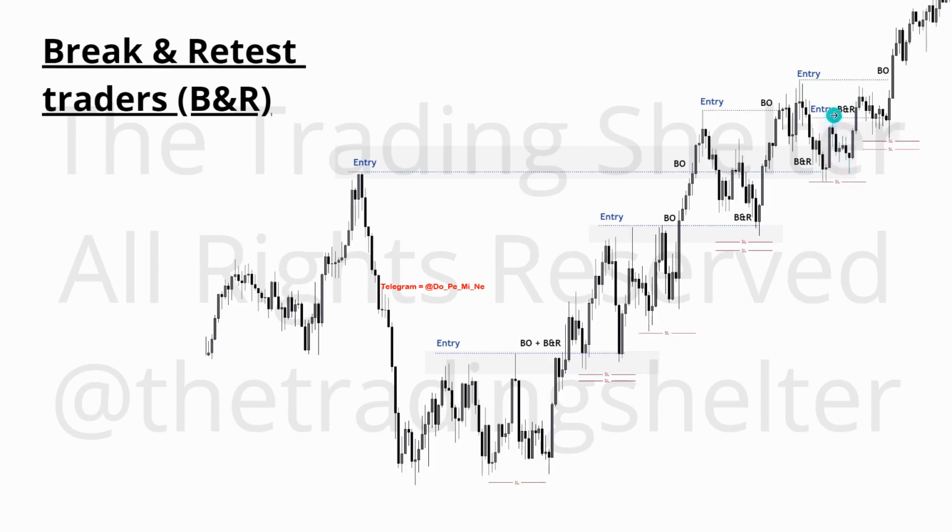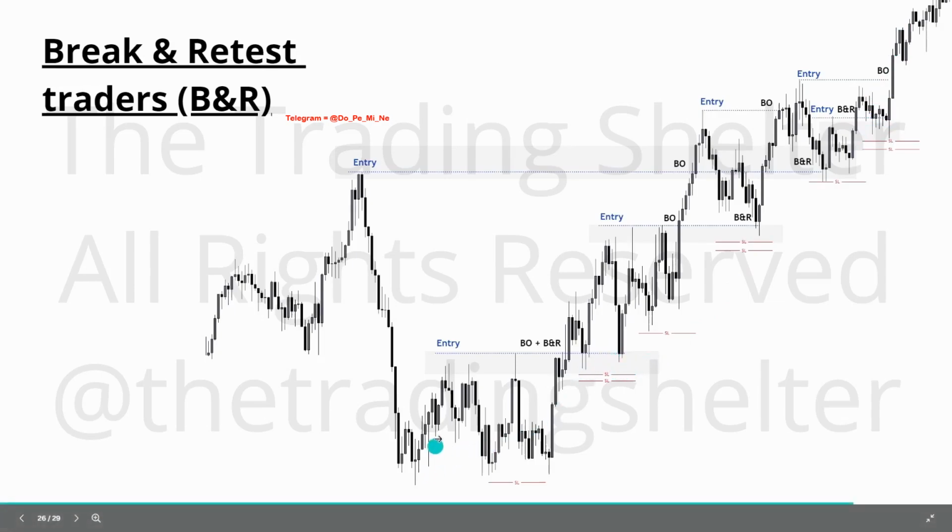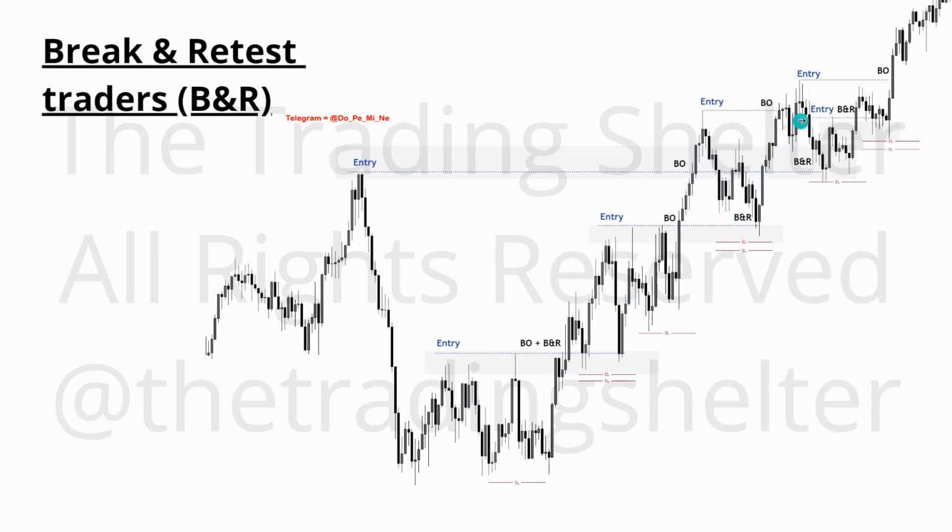We can argue that this here could have breakout traders, but it was too small for me to put it, so I put it here. It's more clear, right? Perfect. As you can see, they are building liquidity to the upside very, very cleanly.